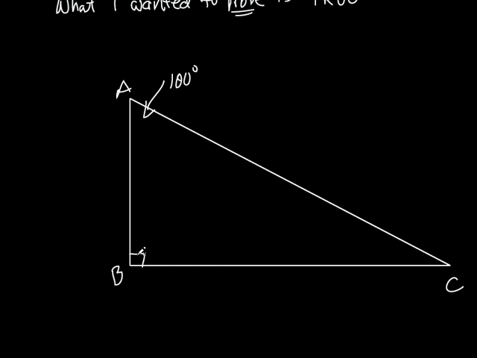So if this is 100 degrees and this is 90 degrees, then what is the sum of the angles of this triangle? 190 degrees. But what do we know about the sum of the angles of a triangle? They can only be 180. So this is a contradiction, isn't it? It contradicts the fact that the sum of the angles of a triangle can only be 180 degrees.